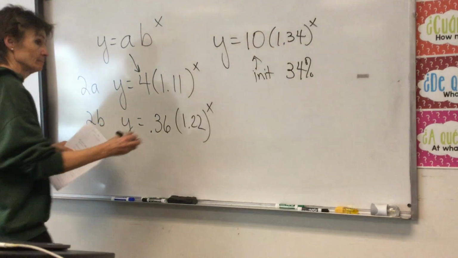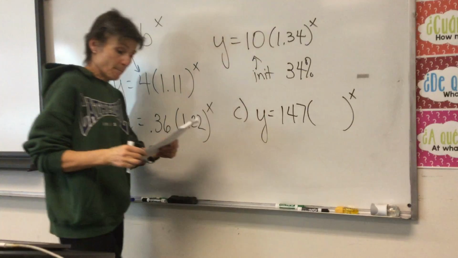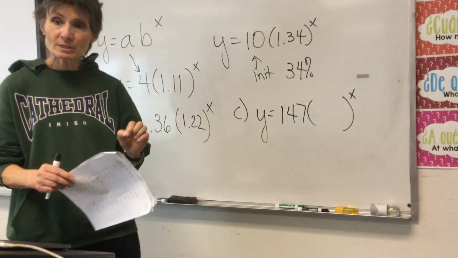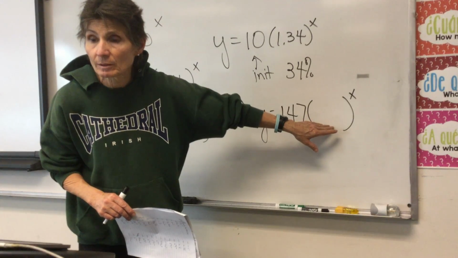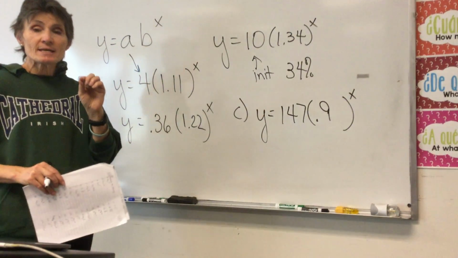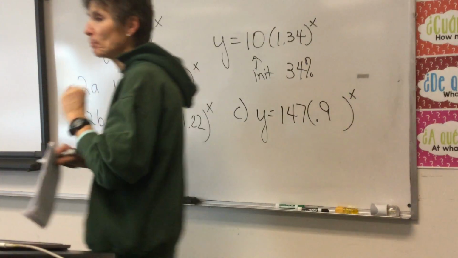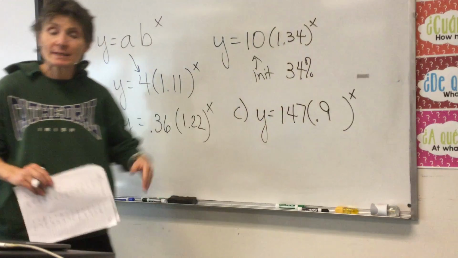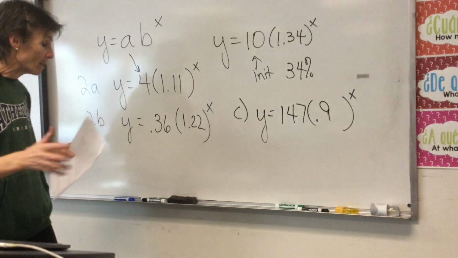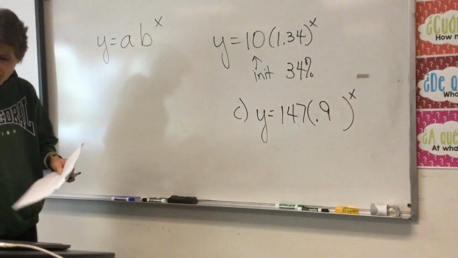C. The initial value is 147, but I am decreasing 10% per week. Oh, what? I talked over you. Sorry. 0.9. Yes. Thank you. 0.9. Remember, the percent decrease is how much less than one you are. So if you are 10% less than one, you're 90%. You're 0.9. Perfect. By the way, the per day, per week, per hour, none of that matters. That will come up in different problems that we do. But in terms of the equation, it doesn't matter. So don't worry about that.